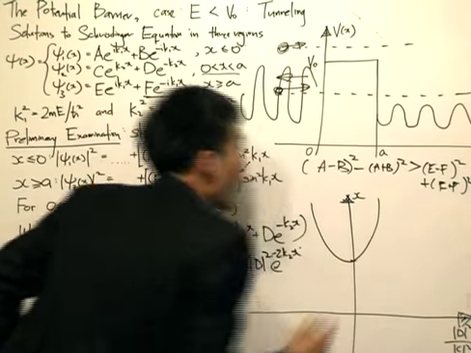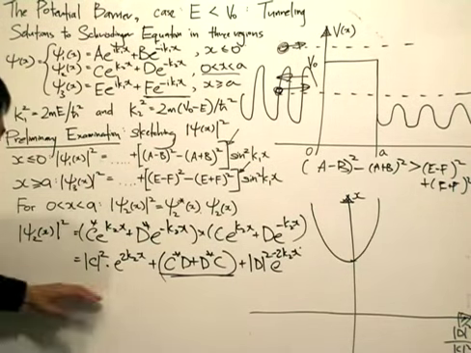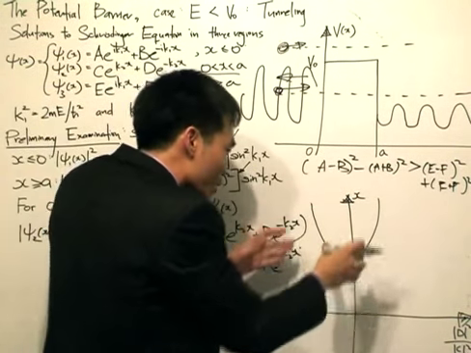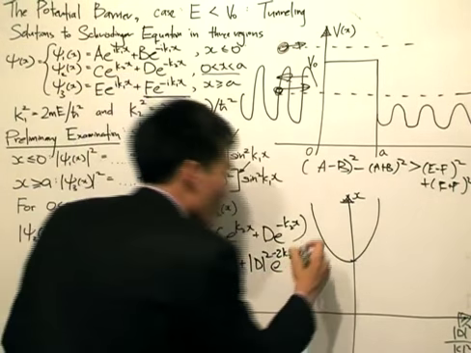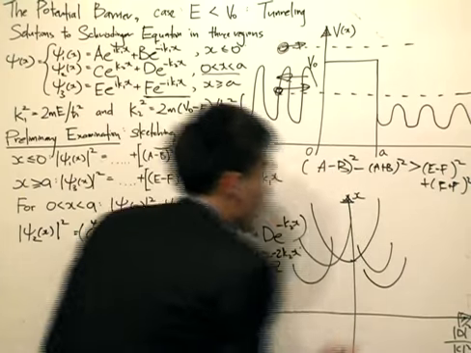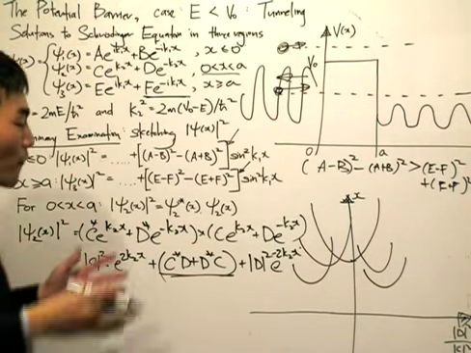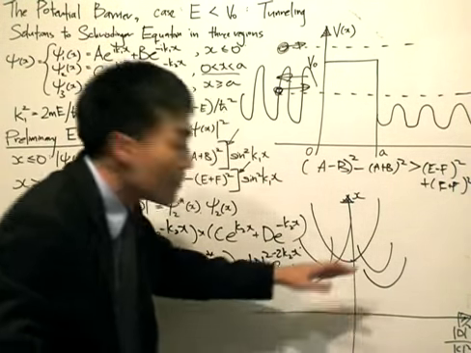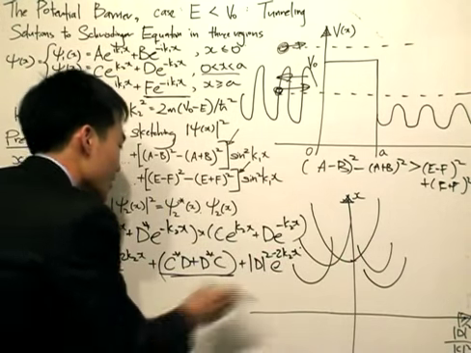Something like this. But as we vary C and D, we will be able to shift this graph, and the minimum point would also change. So it will look something like that, or something like that. So the shape takes the form of a hyperbolic cosine, but the minimum point changes depending on whether we change C and D.